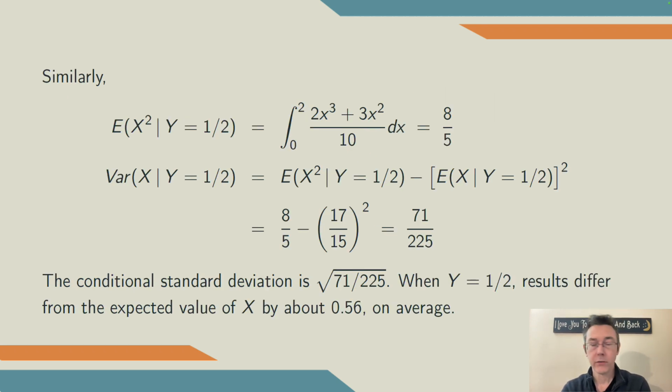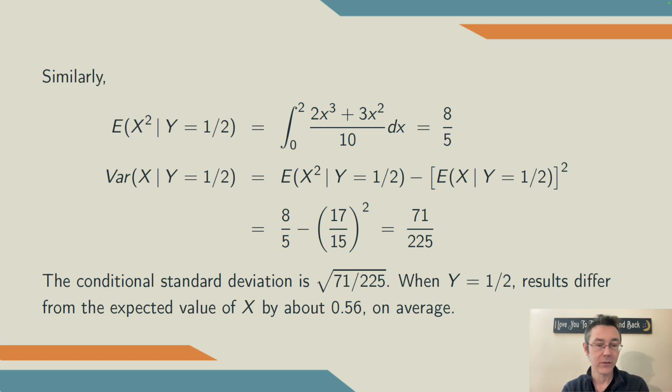To get the variance, we're going to find the expected value of x squared, again, conditioned on y being equal to 1/2. So we're integrating from x equals 0 to x equals 2, x squared times g of x given that y is 1/2. When we do out that math, we get 8/5. Finally, we compute variance by doing the expected value of x squared minus the expected value of x quantity squared, everything conditioned on y equals 1/2. When we do out that arithmetic, we get a variance of 71 over 225.